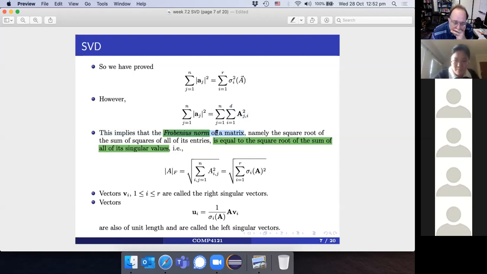Have you learned the Frobenius norm of a matrix before? The F norm. The F norm is defined as the sum of the squares of the elements in a matrix. So the right part is exactly the definition of the F norm of matrix A.